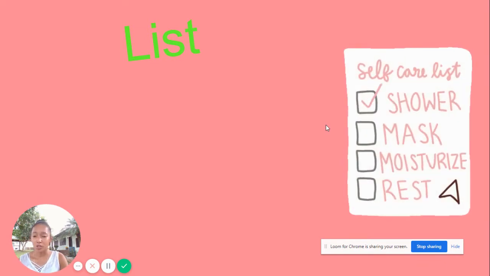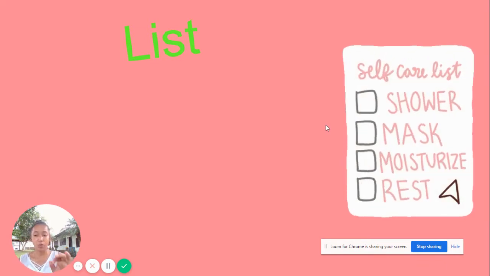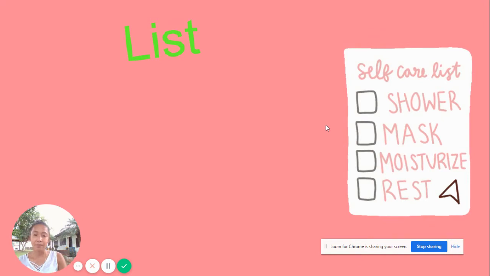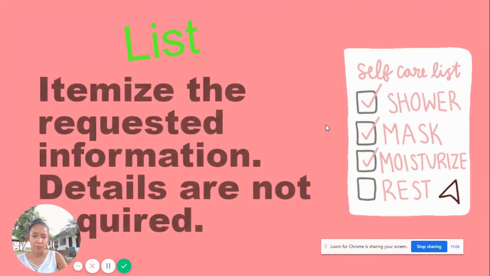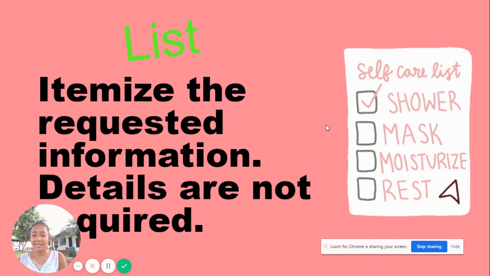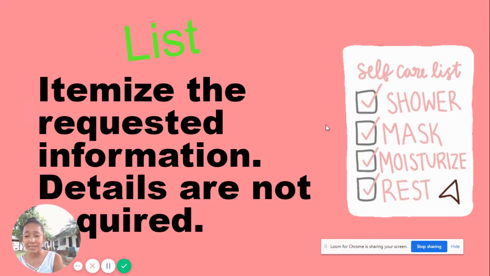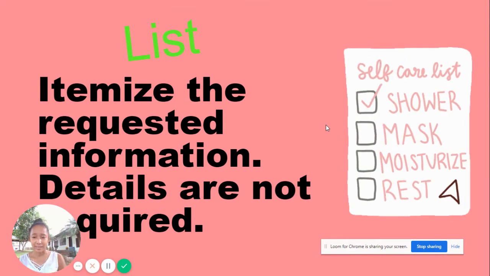The other term, which is very easy, is list. If you go to the shop, you're going to take a list, right? And that means that you're going to put a bunch of items. So what does it mean to list? It means to itemize something, to put in order. It's a form of requested information. You're not providing details, you're just putting a list in it.